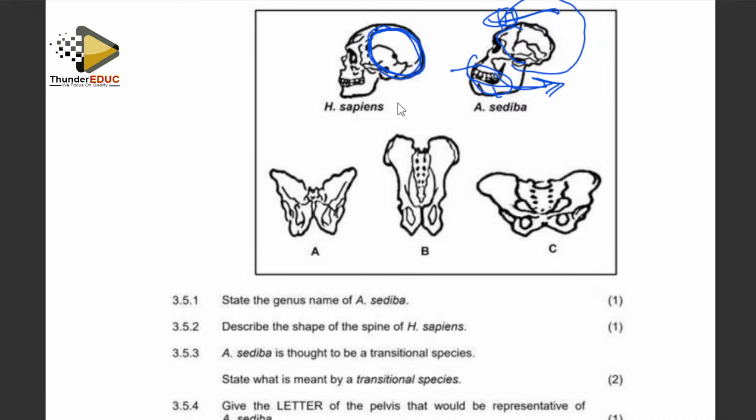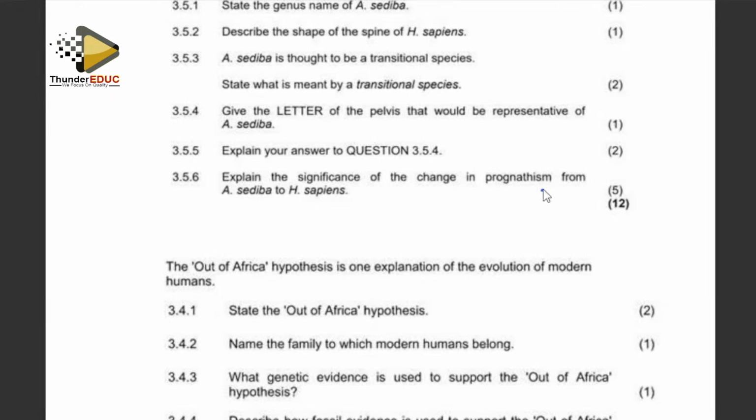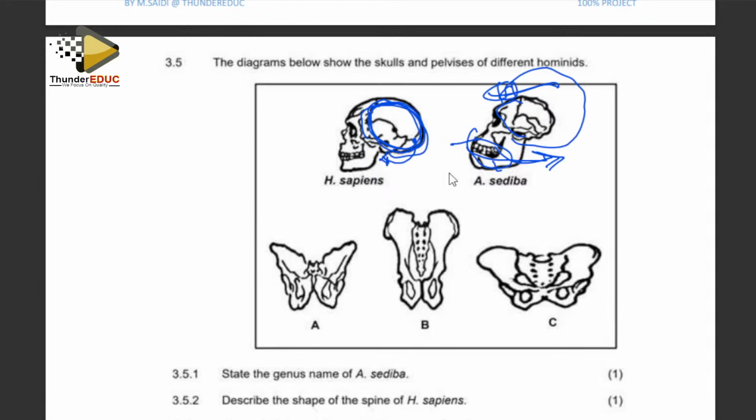The shifting of this from the back to a more forward position creates more space for the brain also. You see? Yes, it creates more space. So that's why they're asking you to explain the significance of change in the prognathism from sediba to this. It means that first of all, the foramen magnum moves from a more backward position to a more forward position, to create space to accommodate the brain.